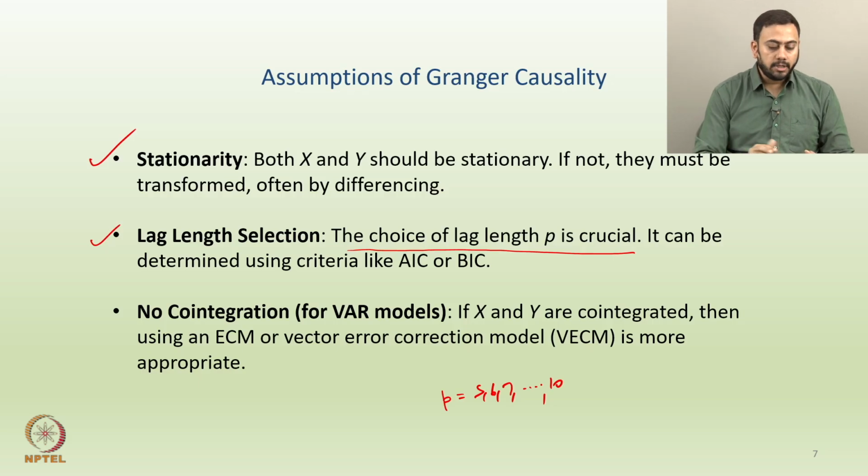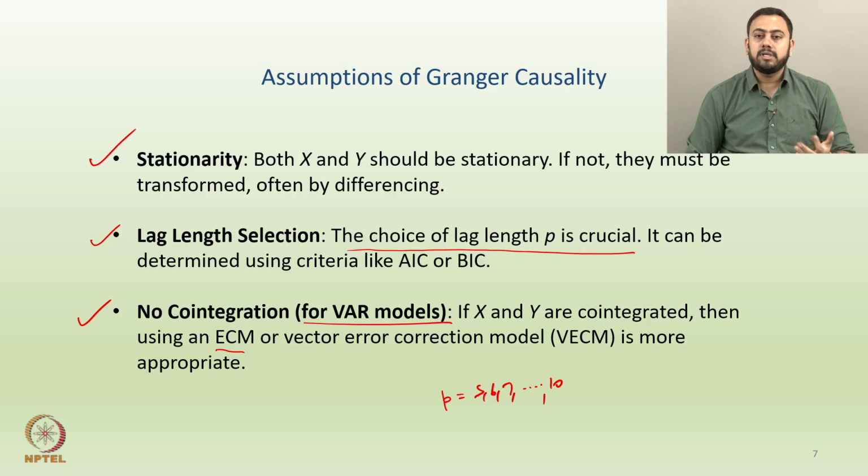Now, the third assumption is no co-integration for the VAR model. If x and y are co-integrated, then using an ECM is more appropriate. If you remember what ECM is, it is the error correction model. Then using an ECM or vector error correction model, VECM, is more appropriate. One of the assumptions of Granger causality is that there should not be any co-integration between xt and yt, and this is more specifically for the VAR model. If x and y are co-integrated, then using an ECM or VECM is more appropriate rather than checking for Granger causality.